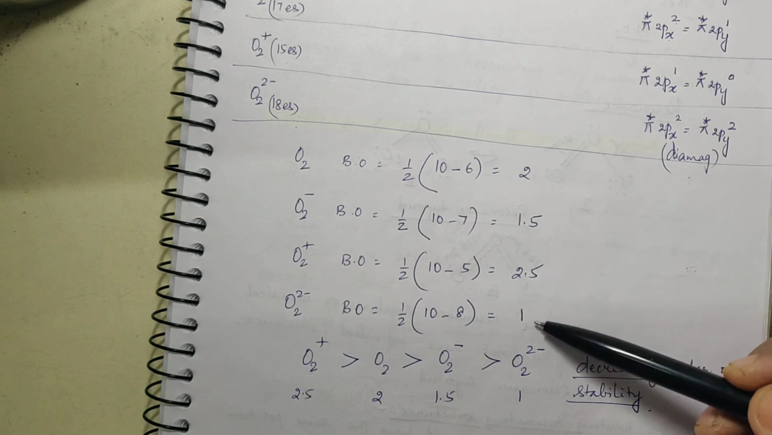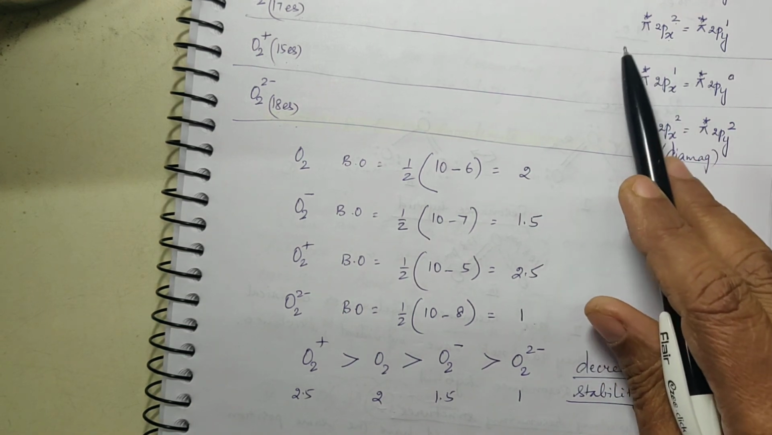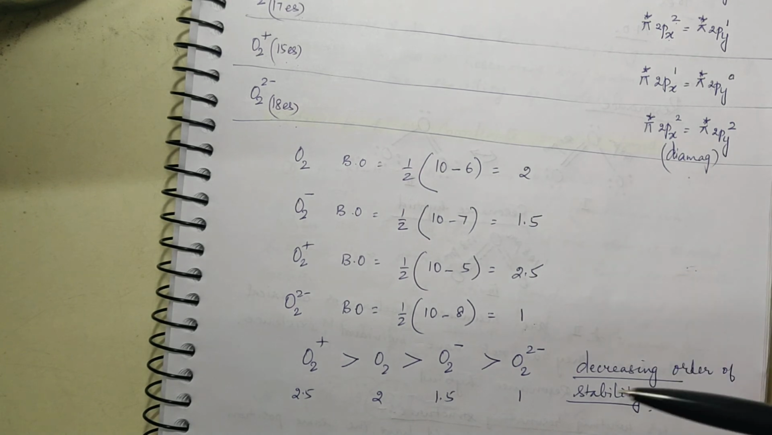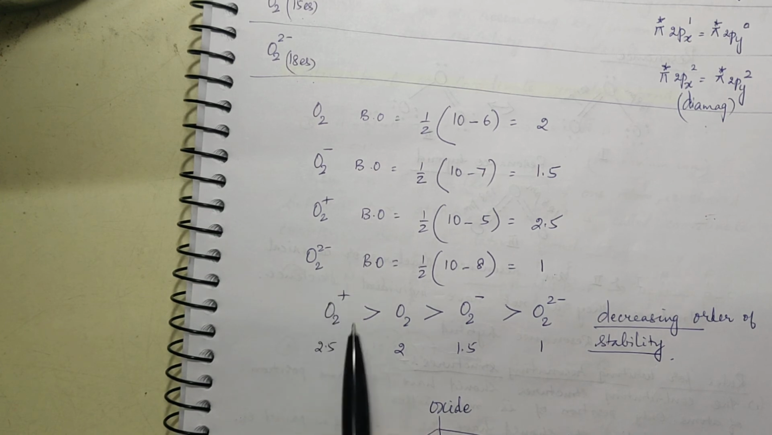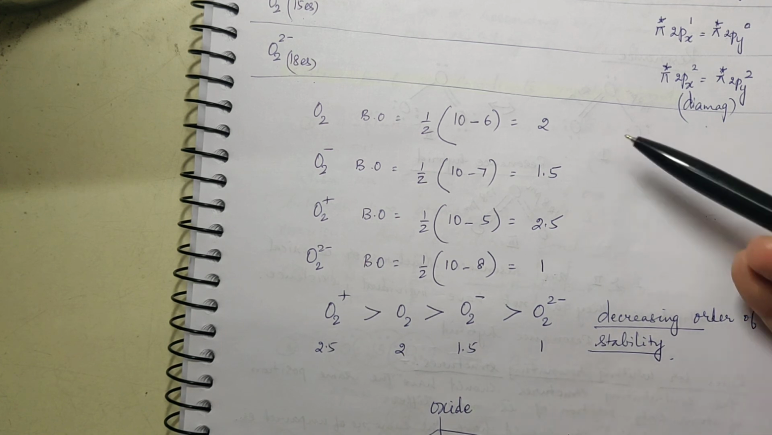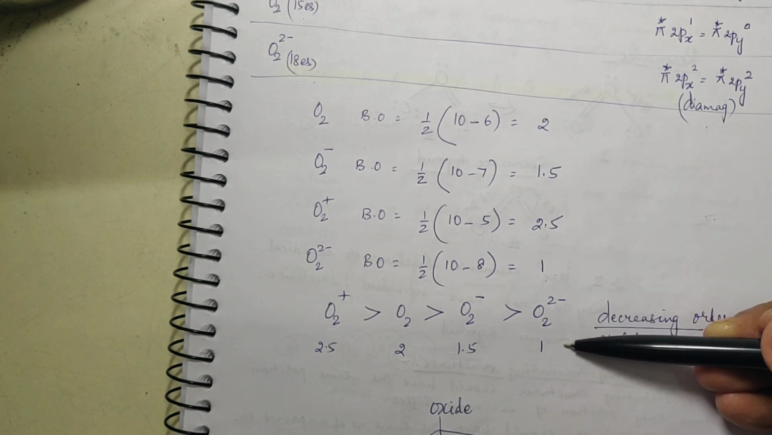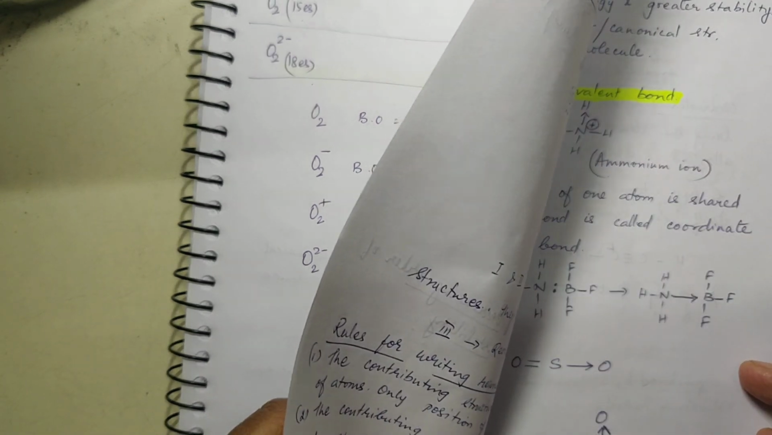You can't blindly write the values by mugging it up. You are supposed to show the configuration and then only write the bond order. Okay, you cannot write it just like that. And based on that, you can say O2 positive is the most stable. Greater the bond order, greater the stability. So decreasing order of stability you can find out by finding out the bond order, right? So this is about your molecular orbital configuration.